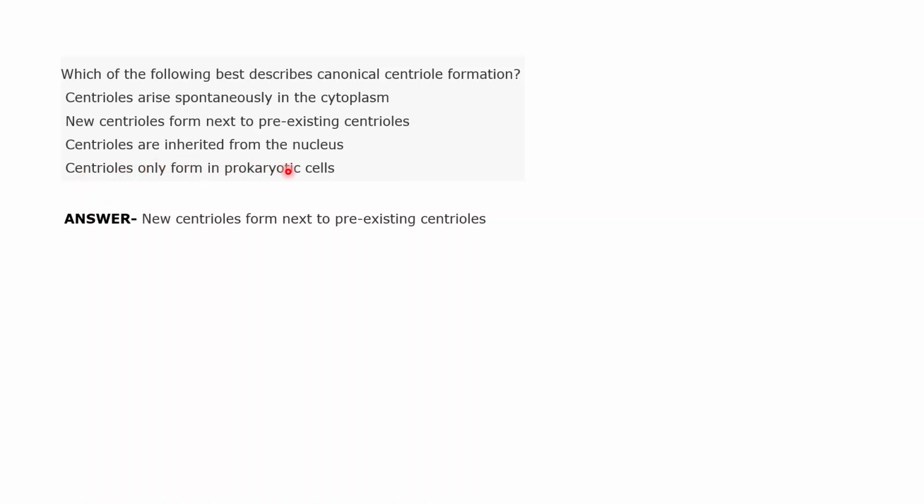Centrioles only form in prokaryotic cell? No, centrioles are actually found in animal cells, right? It is a part of centrosomes. In case of ciliary movement and everything, like in animal cells, these actually play a part, and hence it is found in eukaryotic cells, not in prokaryotic cells. So yeah, in case of canonical centriole formation, new centrioles form next to pre-existing centriole. Does anyone have any doubt regarding this?